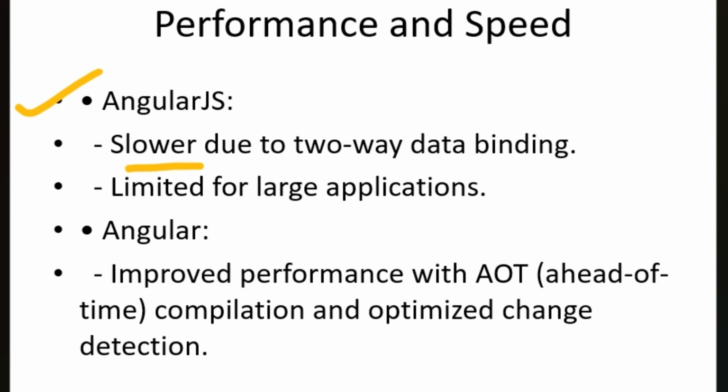AngularJS. The use of two-way data binding in AngularJS can lead to performance issues, especially in larger applications where many views need to be synchronized with models. The change detection process is slower, and it can struggle to handle large-scale applications.